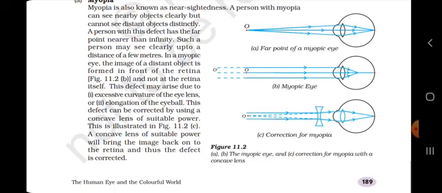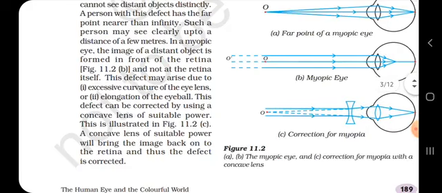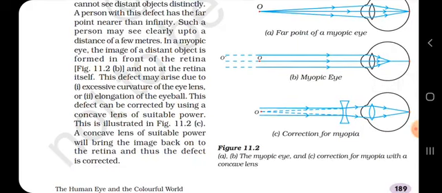There are two main reasons due to which this defect arises: the excessive curvature of the eye lens and the elongation of the eyeball. I hope you are clear with this. Myopia is known as nearsightedness. We can see nearby objects clearly but cannot see far objects clearly. The excessive curvature of the eye lens and elongation of the eyeball are the two main problems due to which myopia occurs, and the concave lens is the correction for this.